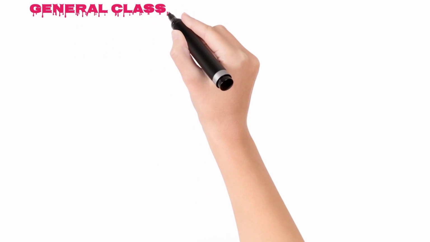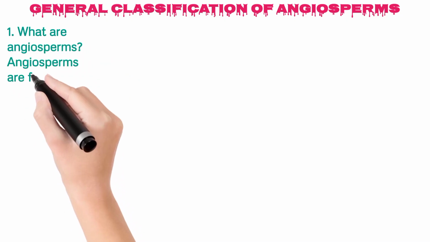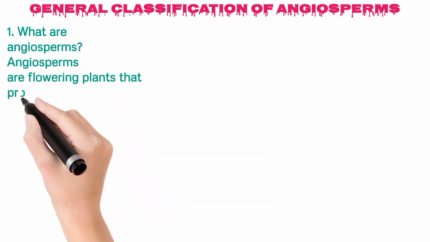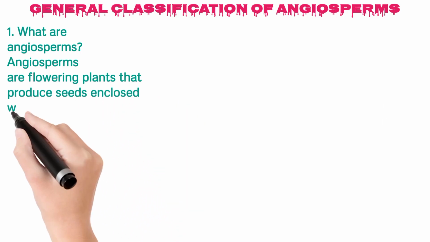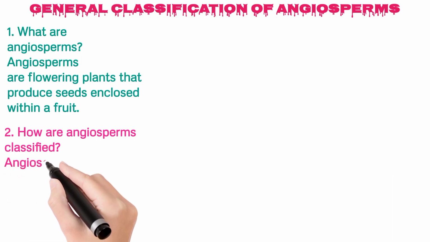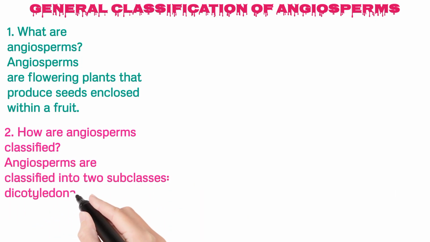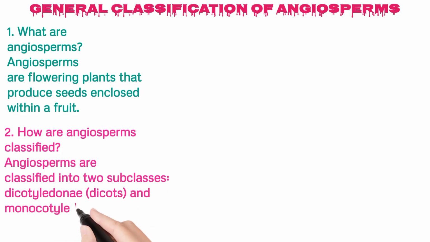General classification of angiosperms. 1. What are angiosperms? Angiosperms are flowering plants that produce seeds enclosed within a fruit. 2. How are angiosperms classified? Angiosperms are classified into two subclasses, Dicotyledonae, dicots, and Monocotyledonae, monocots.